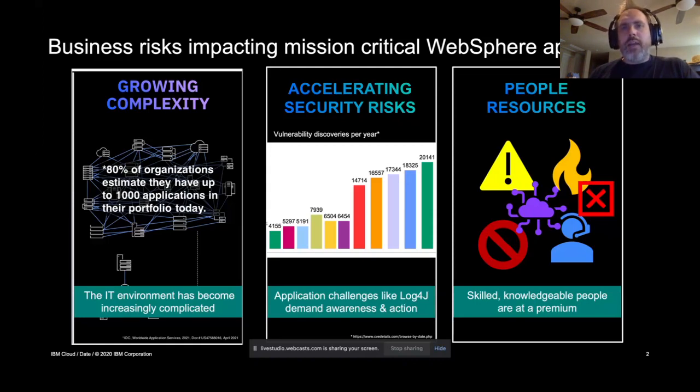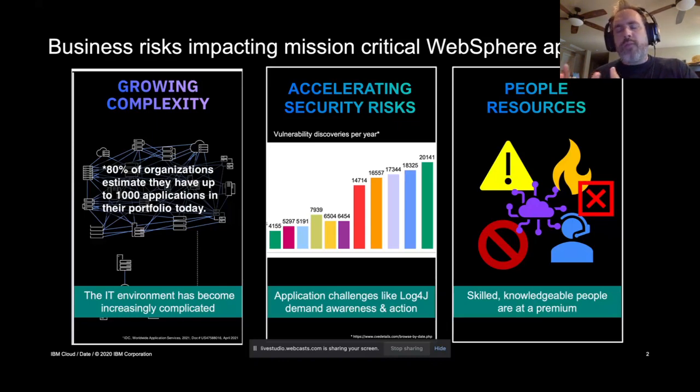So when you combine this growing complexity, the increase in the number of services that are being deployed, the number of instances that are being used, as well as the acceleration of the security space, that really feeds into the third and final area of business risk, which is people resources, right? There's only so many hours in a day. There's only so many people on the team. Usually, many teams are being asked to do more with less, right? Trying to squeeze blood from that stone. And getting skilled, knowledgeable people is really at a premium. And that's what led us to build WebSphere Automation in the first place.